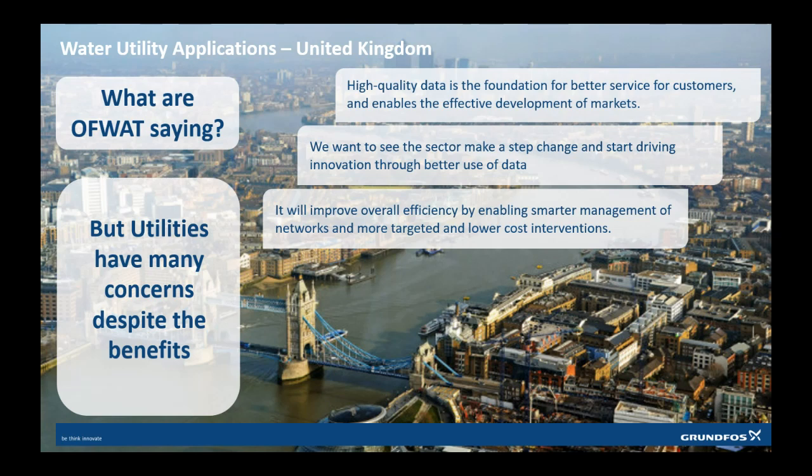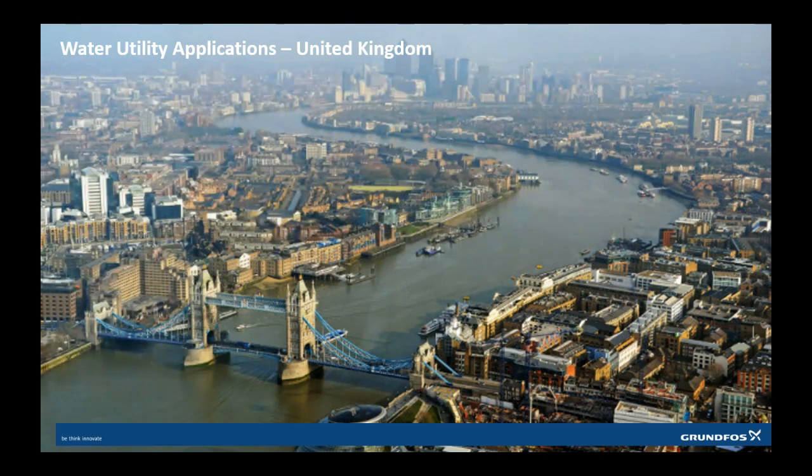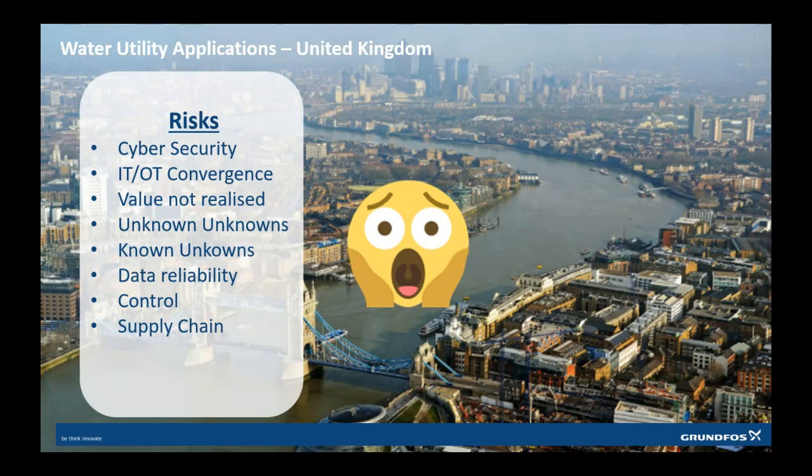So our regulator knows it, we know it, and the utilities know it. So why isn't it happening? There's a lot of risk around the digital revolution, IoT, Industry 4.0, whatever you want to call it. Cybersecurity is the big one. IT-OT convergence is a big risk.